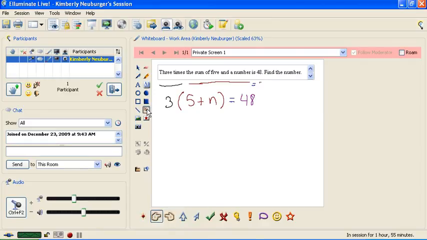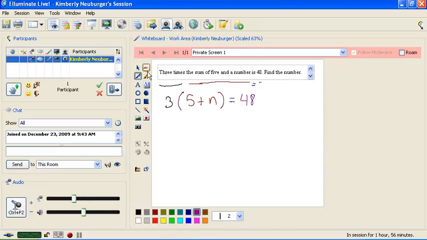So let's look at what we have here. 3 times is the 3, and we need to see what we're multiplying by. We're multiplying by the sum of 5 and a number, so that's the 5 plus n in parentheses because we're multiplying by the entire sum. Is equals, and it equals the 48. Now we need to find the number, so we're going to just go ahead and solve this.